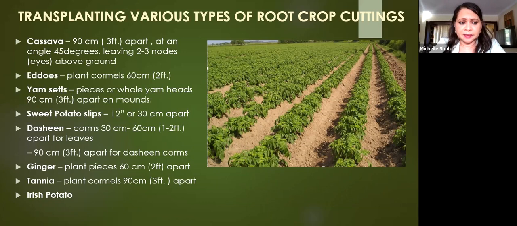Dasheen is planted by combs, planted 1 to 2 feet apart, that is if you're growing the dasheen for the leaves. However, if you're growing it for the comb or the root part, it is planted 3 feet apart. Ginger is planted 2 feet apart. Tanya is planted 3 feet apart.